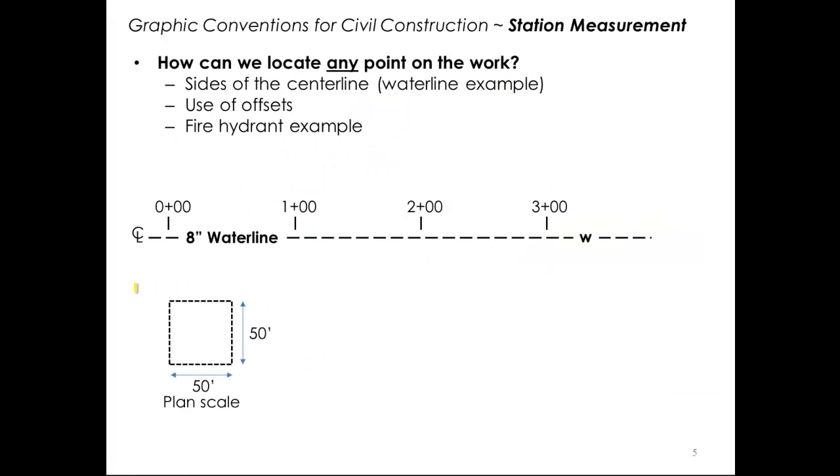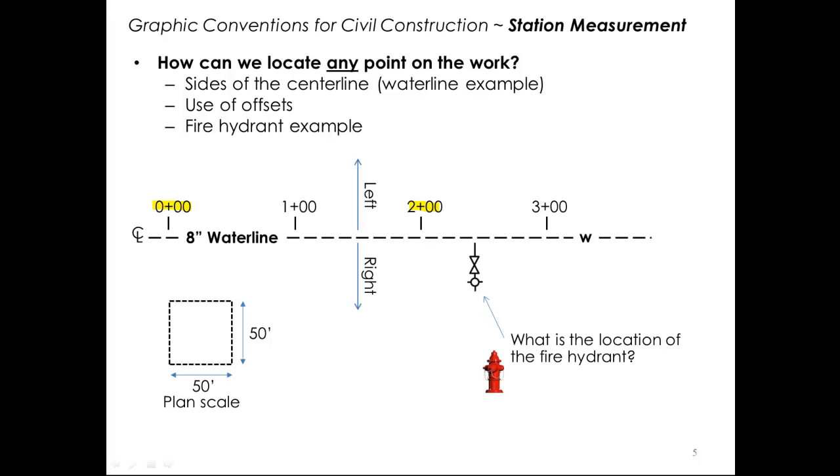We've learned how to locate any point along the center line, but what about work that is not exactly on the center line? For this example, let's consider installing a water line. If you are standing at the center line looking from a low station towards a higher station, the project would have a left and a right side. Just remember, you're always looking from low to high. Let's say that we need to install a fire hydrant about here. By the way, this symbol indicates a valve, and this symbol indicates the hydrant.